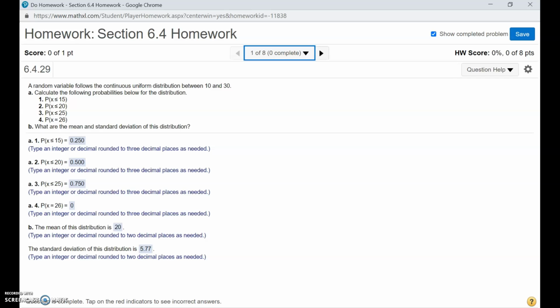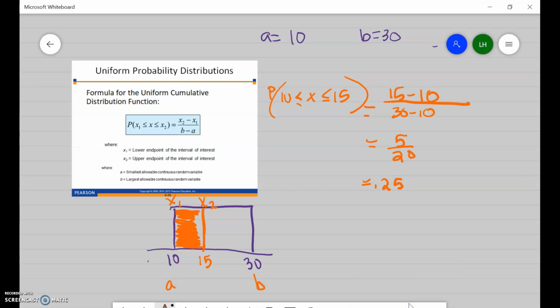Now let's look at 20. This time we're going to change X2. Now X2 is going to be 20, which would be a little bit further up. I'm just estimating. So now X2 is going to be 20, and we want it to be less than or equal. So we're basically saying the probability that X is in between 10 and 20.